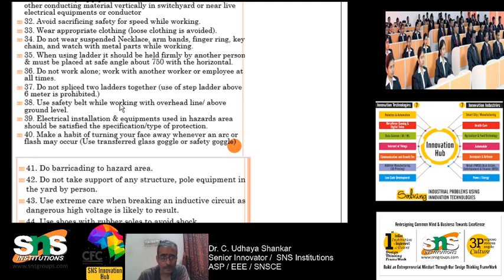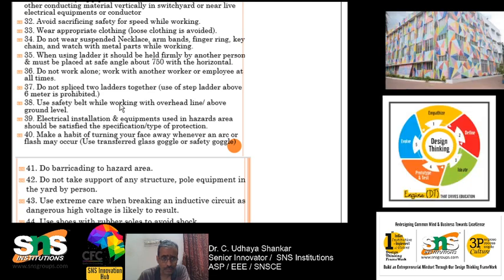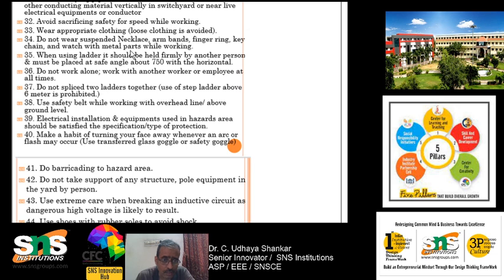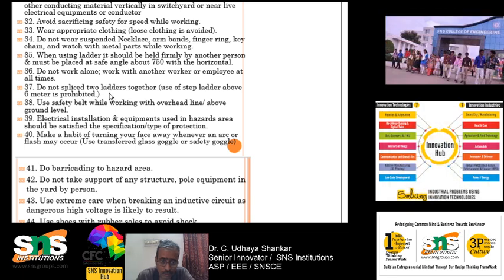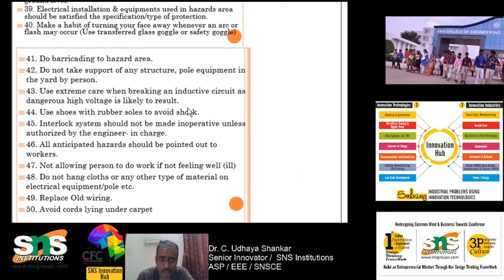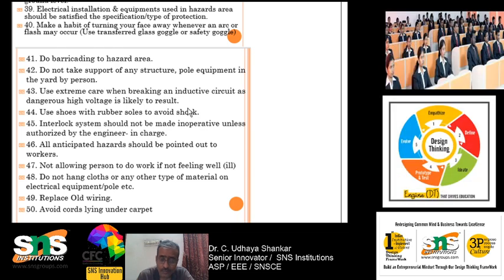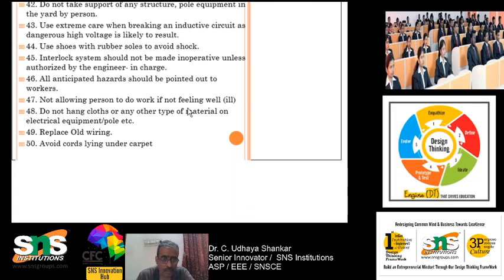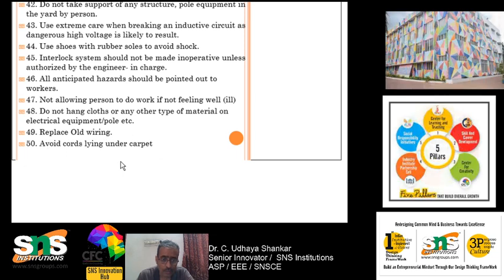And also we have to avoid working when there is improper illumination, that is, when insufficient light is there. And do not carry a pipe or conduit, reinforced umbrellas, or other conducting material vertically in the switchyard or near live electrical equipment or conductors. So do not wear a suspended necklace, and when using a ladder, it should be held firmly by another person, and do not work alone, and do not use two ladders together, and use a safety belt. Electrical installation and equipment used in hazardous areas should satisfy the specifications and type of protection. So these are the different types of protection. So we have to always replace the old wiring, and avoid cords lying under the carpet.